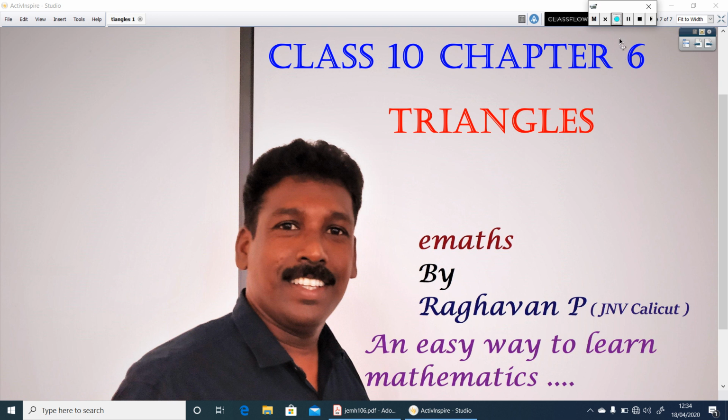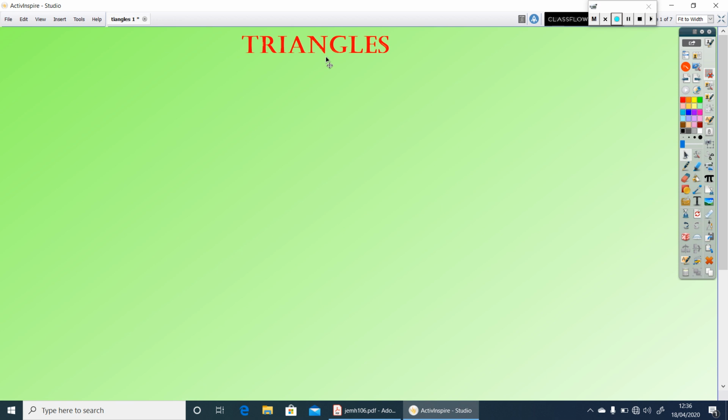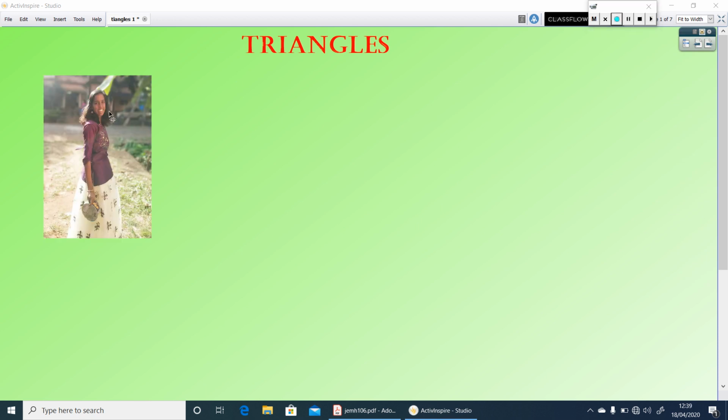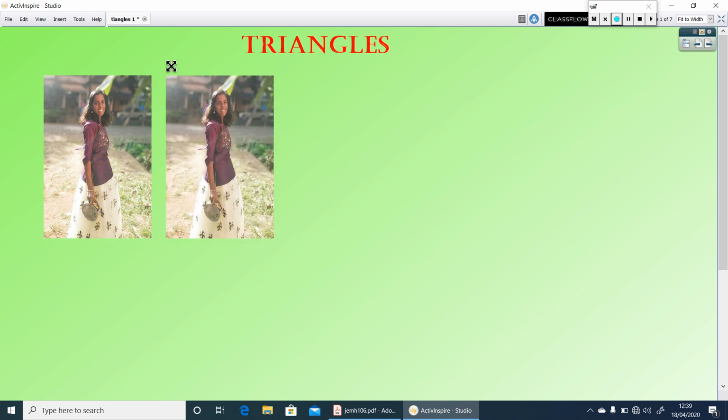Today we are discussing the chapter triangles. In class 9th, you learned the triangle and its congruence. Let us go back to congruence of two figures. Let me take a picture. Let me take another copy of this photo.